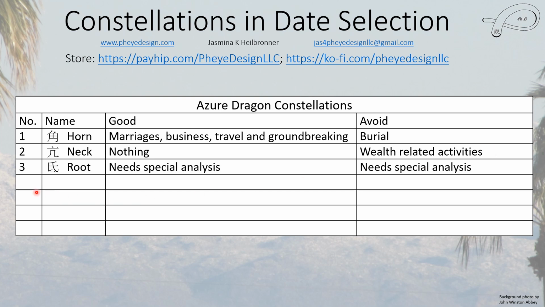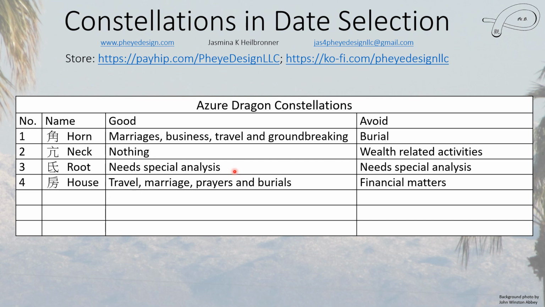The number 3 is root. Now this one I don't even understand how to do properly, so I just avoid using this date for anything important because it needs special analysis. Sometimes it's good, sometimes it's bad. And I don't fully understand how to do this.